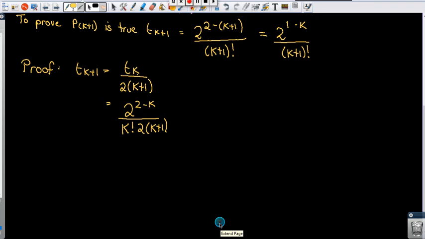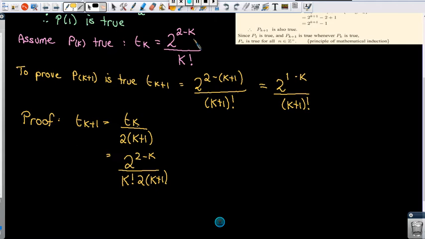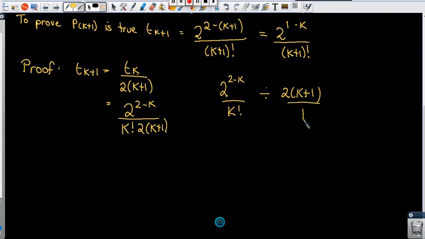Digest that. We've substituted in tk here. We've put that here. So technically that is 2 to the 2 take k over k factorial, and I'm dividing by 2 k plus 1. That's what this is saying here. Correct? But we know that when I divide, I turn that into a times and I flip this to become times 1 over. So that's why that's sitting downstairs. We all good? And we're trying to make this look like this.